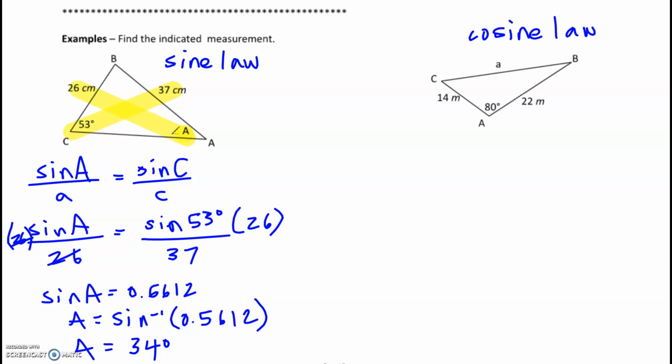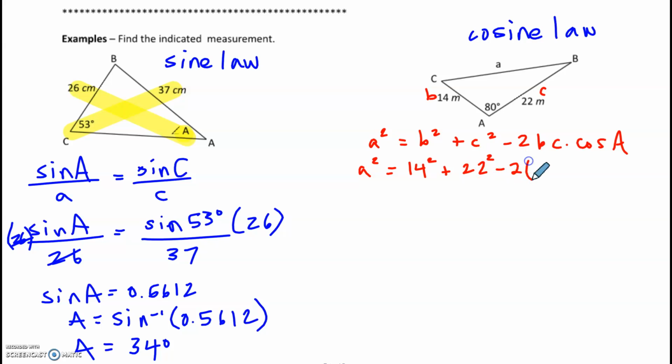Okay, let's take a look at the next one. We already decided we're going to use cosine law. We can see we have a sandwiched angle, SAS, and we have to find side length A. So that means my formula needs to start with A squared, and then we know it equals B squared plus C squared minus 2BC times cos A. All right, so A squared equals B squared is 14 squared plus C is 22 squared, minus 2 times B is 14 times C is 22, times cos 80 degrees.